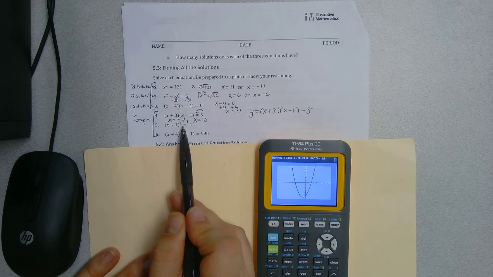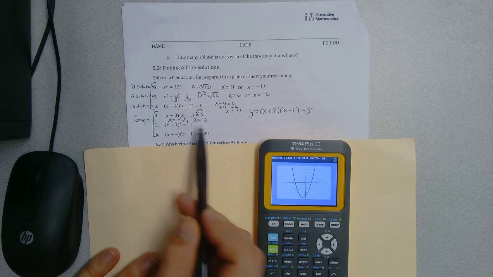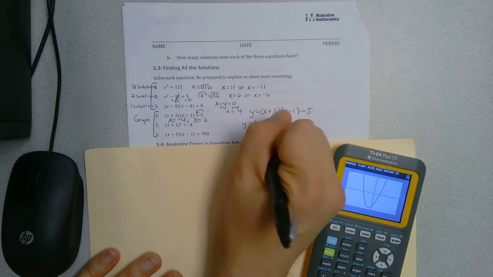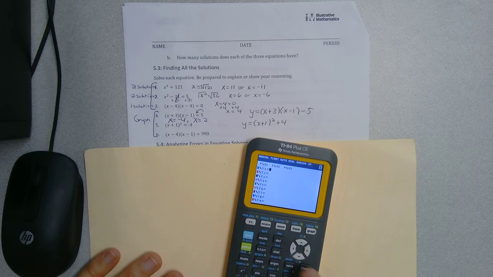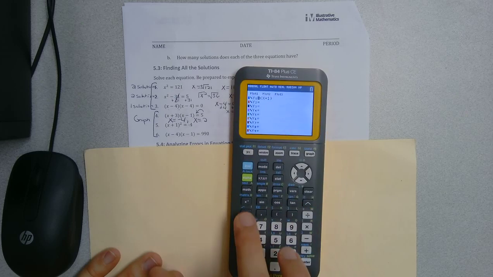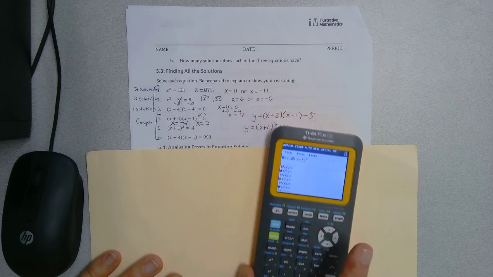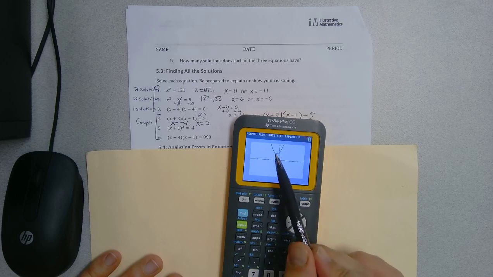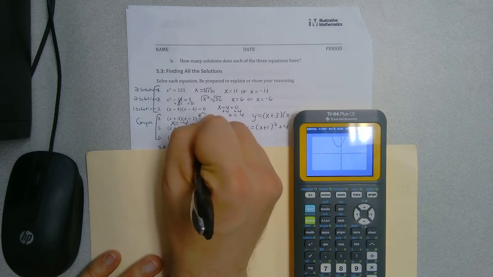So same idea here. I need to move that negative 4 over. So in x plus 1 parentheses squared, what I'm going to do is graph y equals x plus 1 squared plus 4. So clearing that out, typing in x plus 1, close the parenthesis. I can do the squared by pressing that or caret Q2, have that option. And then I'm going to add 4 and graph it. I notice this does not touch the x-axis, so I have no solutions.